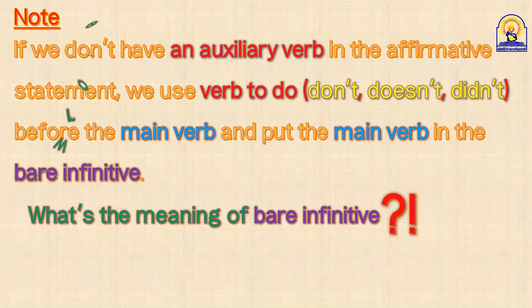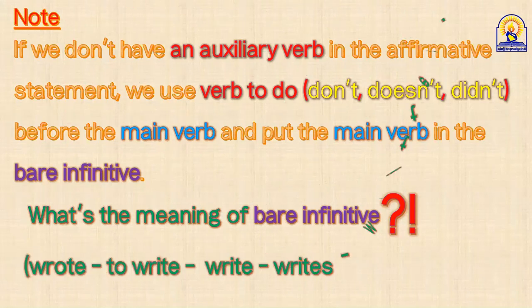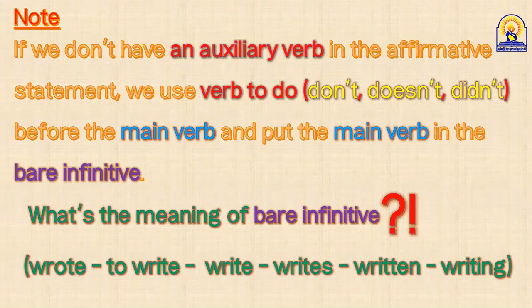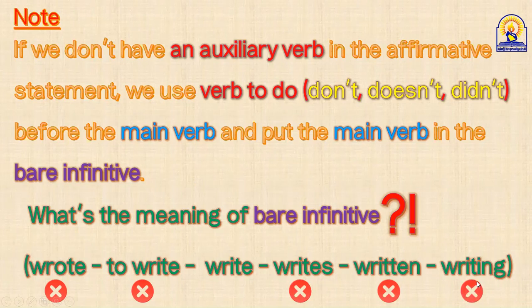Can you, Sultan, tell me, this is the verb write in different forms? Which one is bare infinitive? Wrote, to write, write, writes, written, writing. Which one? Number 3. Okay. So number 1, wrote, this is past. To write, this is full infinitive because it's infinitive plus to. Written, past participle. This is writes, verb plus s. This is writing, ing form. And this is write, this is the bare infinitive.